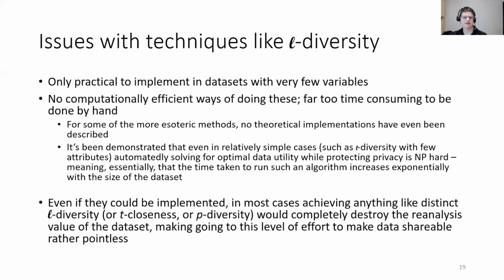It's been demonstrated that even in relatively simple cases, such as L diversity with very few attributes, automatically solving for optimal data utility while protecting privacy is NP hard, meaning essentially that the time taken to run such an algorithm increases exponentially with the size of the data set. And even if they could be implemented, in most cases, achieving anything like distinct L diversity or T closeness or P diversity or any of the other known methods would completely destroy the reanalysis value of the dataset, making going to this level of effort to make data shareable rather pointless.